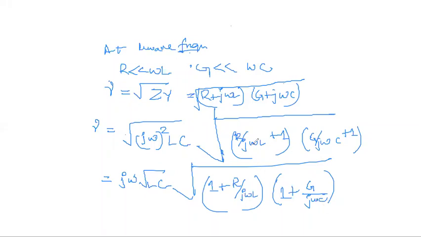Done? Yes, ma'am. So you have to apply the binomial theorem now. You don't need to study the binomial theorem; I'll tell you a very simple method to solve this. That is j omega root LC, and the equation you have is 1 plus R by j omega L. One second.